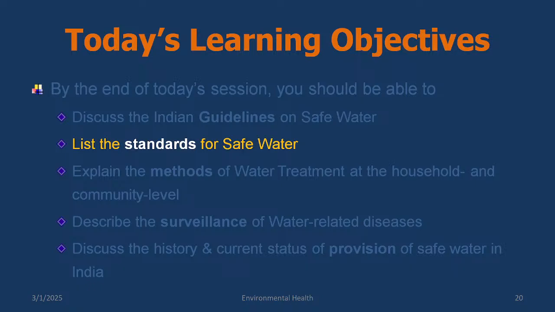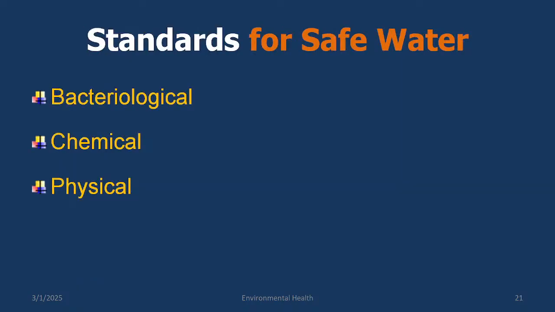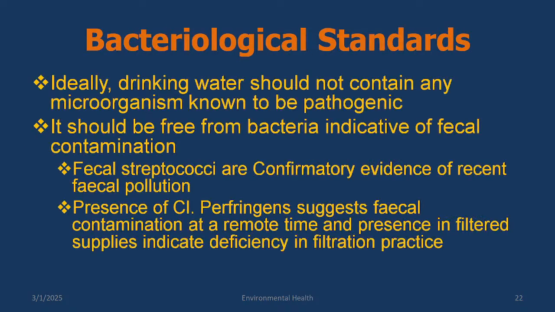So what are the standards of safe water? If you remember safe water's definition, those standards are related to those three components: the biological, the chemical, and the physical. So bacteriological or biological is actually more important. Chemical is equally important. Physical, although not that important scientifically, from the standpoint of people, physical is most important. We'll come to it. So for bacteriological standards, ideally the drinking water should not contain any microorganisms which are known to be harmful.